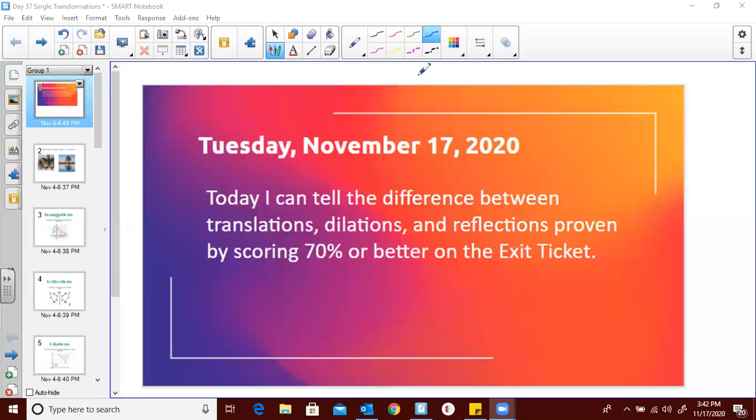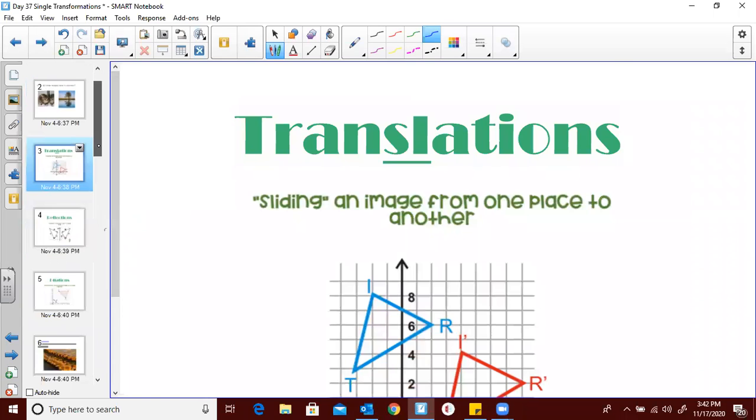All right, so today we're going to talk about transformations. You're going to be able to tell the difference between translations, dilations, and reflections. So let's just start off with some terminology.